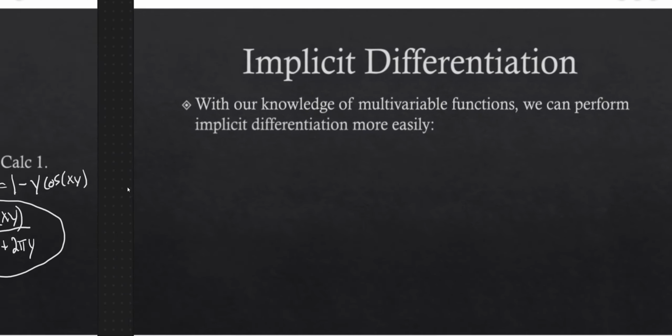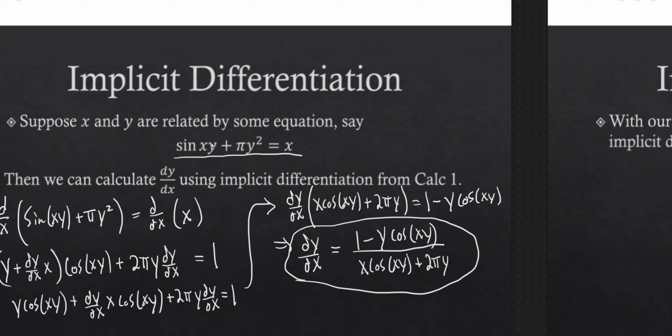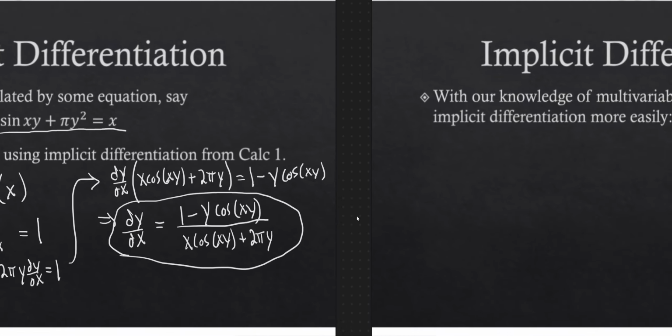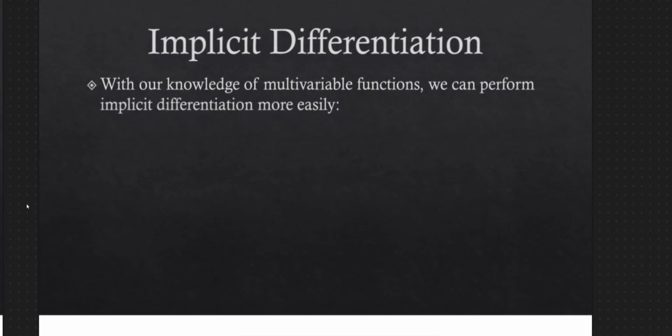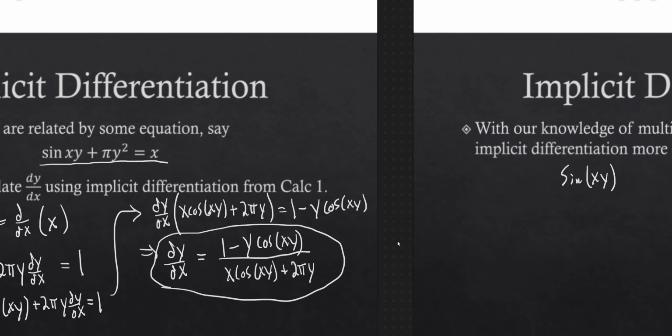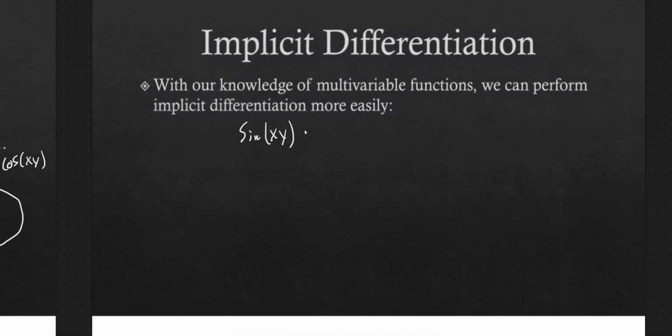So the idea is, first I'm going to bring everything over to one side so that I can define a new function here. I'll have sine of xy plus pi y squared minus x equal to 0. So this is the same equation from before, I just have it set equal to 0. So what I'm going to do here is define a new function of two variables. I'm going to call it big F of xy.